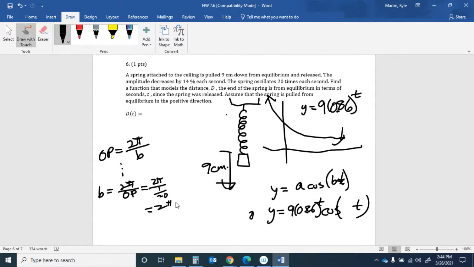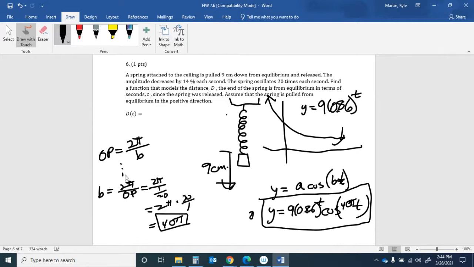2 pi divided by 1/20th is the same as keep, change, flip: 2 pi times 20 over 1. So that's 40 pi. That's b. So that's the coefficient in front of our independent variable. So it's 40 pi. So that, believe it or not, is our function that models this situation. That's a doozy.